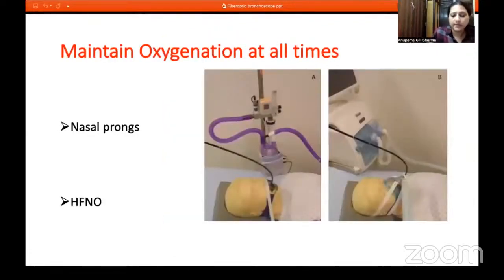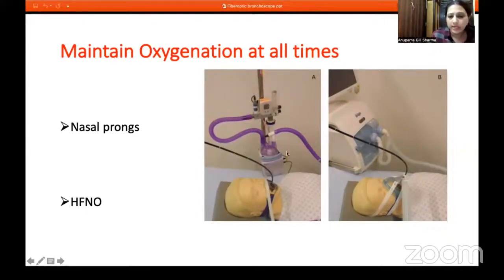Maintaining oxygenation is of utmost importance at all times. It cannot be emphasized enough. One can use nasal prongs, up to 10 liters per minute. It maintains a kind of CPAP also through the apneic period. So it gives you a long safety time in which you are trying to secure the airway.